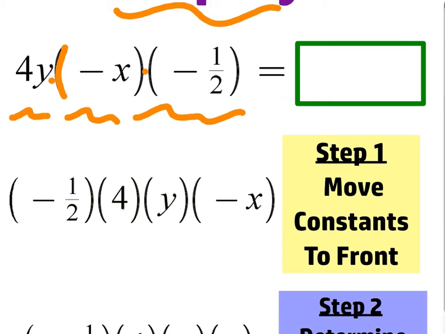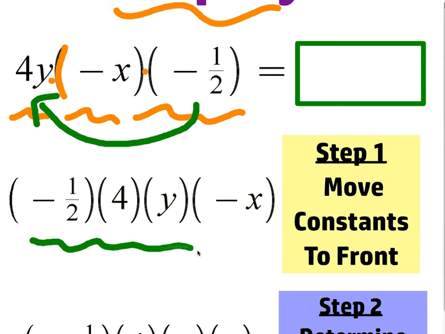So first thing we're going to do is move the constants out front. So notice that negative 1/2 is a constant. It's going to go up front with the 4. Doesn't matter if you put it before or after the 4. We'll go ahead and put it before. And therefore we end up with negative 1/2 times 4 times y times negative x.